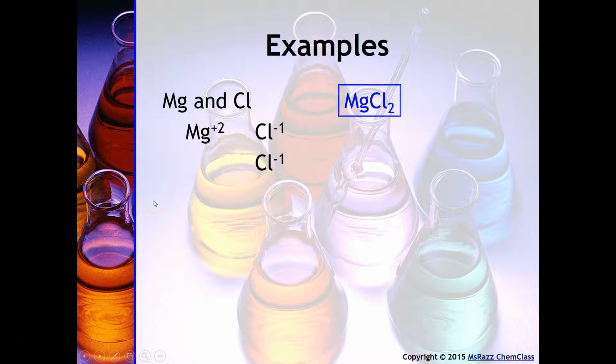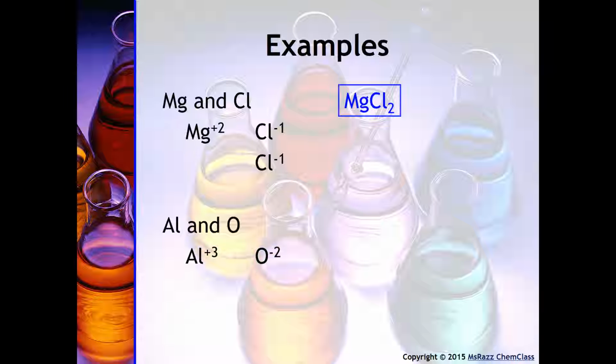This number is a subscript. It represents the number of atoms that you have of the chlorine. If you want to do the same thing with aluminum and oxygen, again, you would look up the charges, and you have to probably say to yourself, what number can both 3 and 2 go into evenly? So in this case, we would need another aluminum and another oxygen.